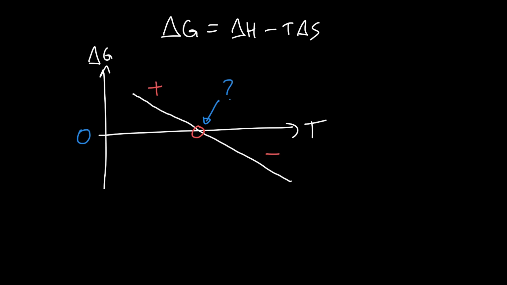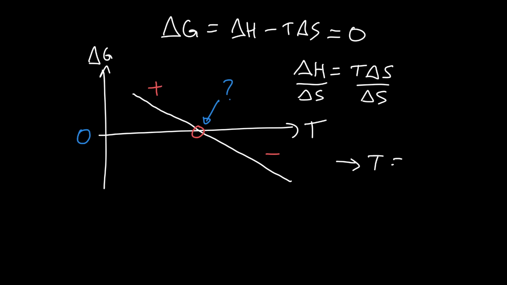So how would we do that? Well, delta G is 0 at that point. So we can say that that's the point where delta H and T delta S are exactly equal to each other. In fact, if we want the temperature, we can just divide both sides by delta S, and that gives us the temperature is delta H over delta S.